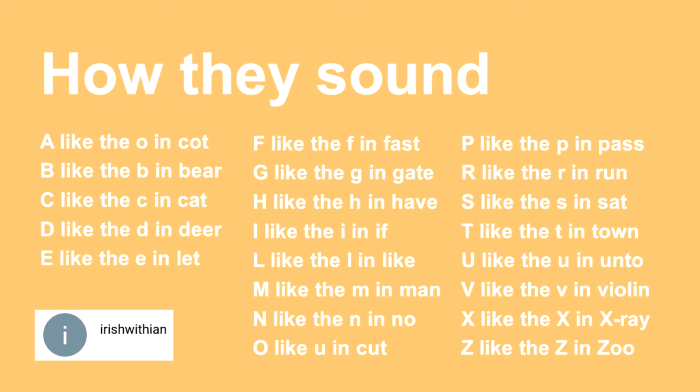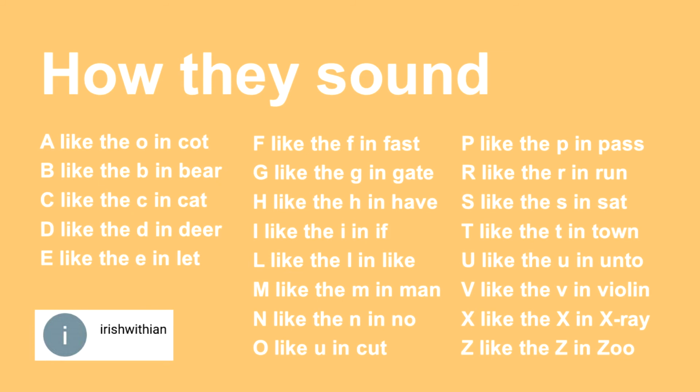L is like the L in like. M is like the M in man. N is like the N in no. O is like the U in cut. P is like the P in pass. R is like the R in run. S is like the S in sat. T is like the T in town. U is like the U in unto. V is like the V in violin. X is like the X in X-ray. And Z is like the Z in zoo.